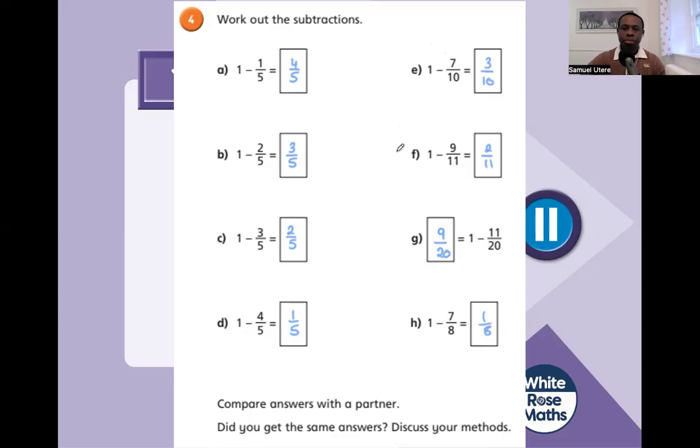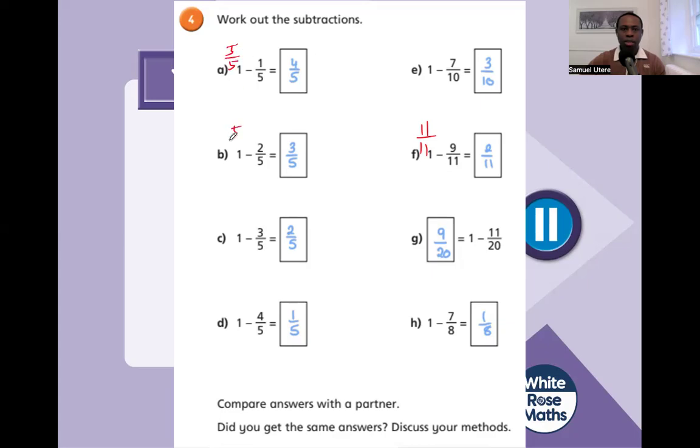This one, let me do a bit of writing. This one is 11th. So it means the whole has to take 11 parts. Now a whole will be 11 out of 11. So it's like saying 11 minus 9 equal to 2/11. So for these ones, let me just write what we did.